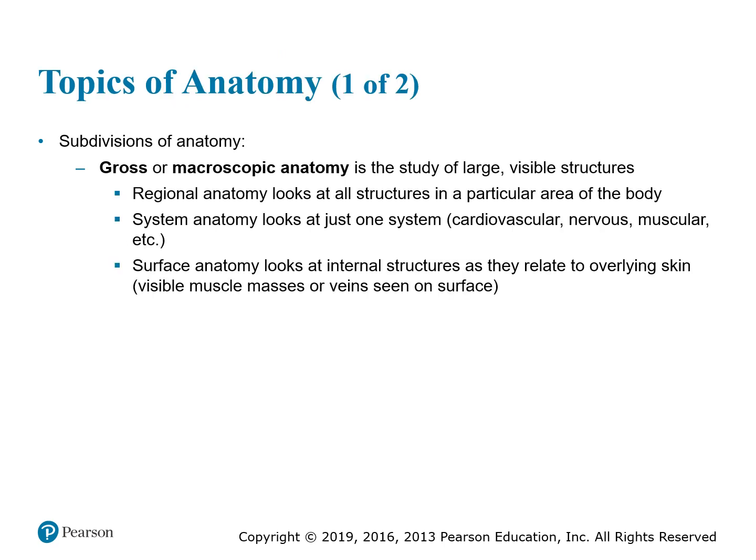So some subdivisions. There can be gross or macroscopic anatomy, so the large visible structures that we can see. And then you have regional anatomy, system anatomy, and surface anatomy as subdivisions. So regional will look at structures in a particular area. System is just focusing on one of those systems itself, which we'll talk about in more detail. And then the surface anatomy is looking at deep structures as they relate to overlying skin.